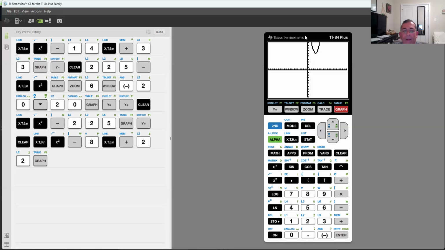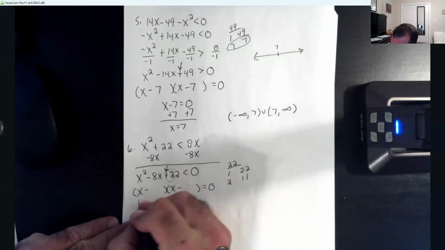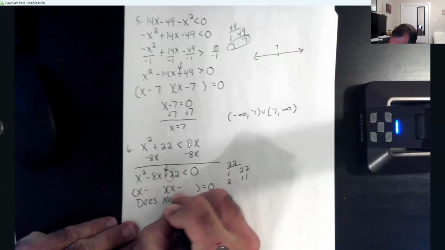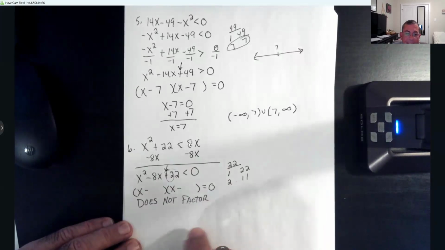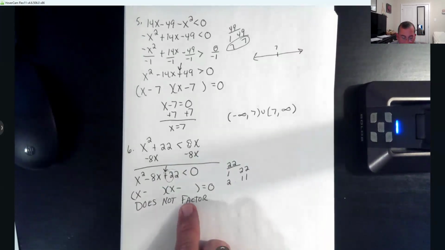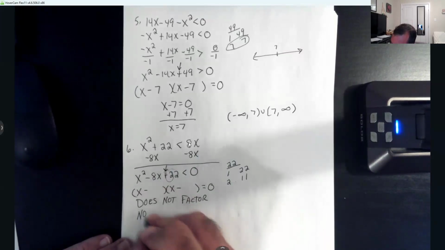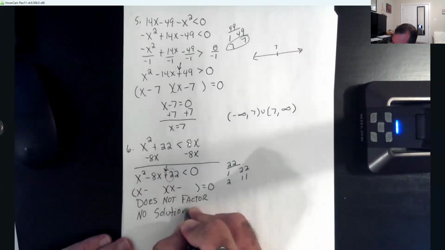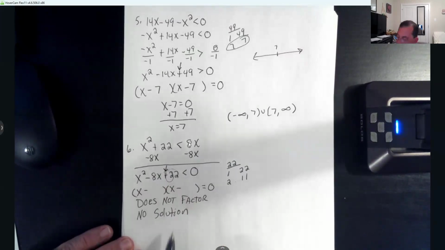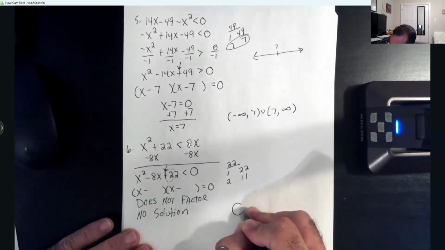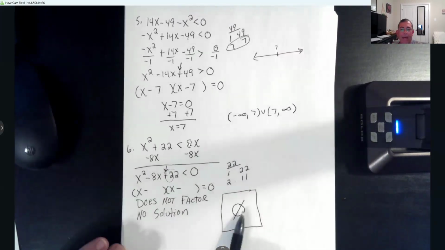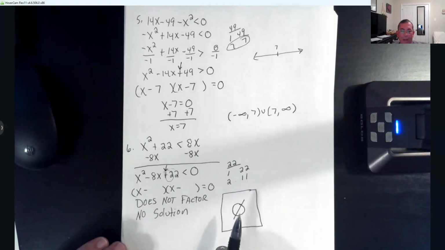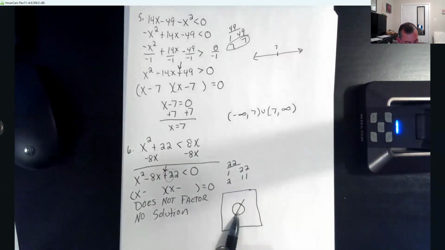So this does not factor, and you can tell because it did not cross the x-axis. When it did not factor, this meant it was a no solution. But remember, in MATLAB, no solution is a 0 with a line through it. That's what you have to have in MATLAB when it's a no solution.